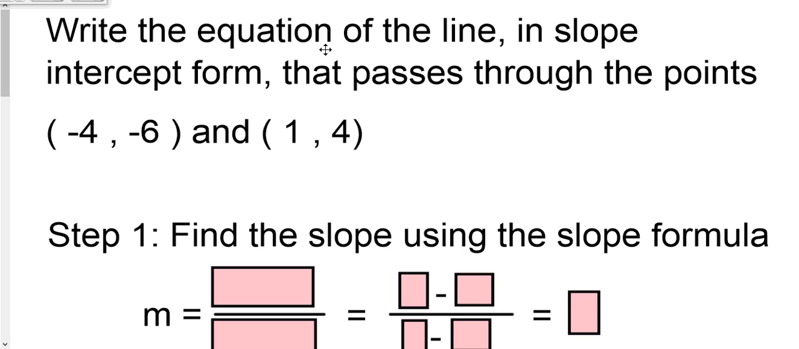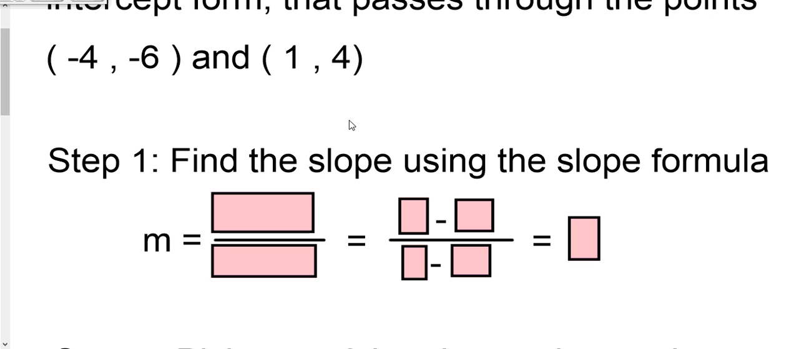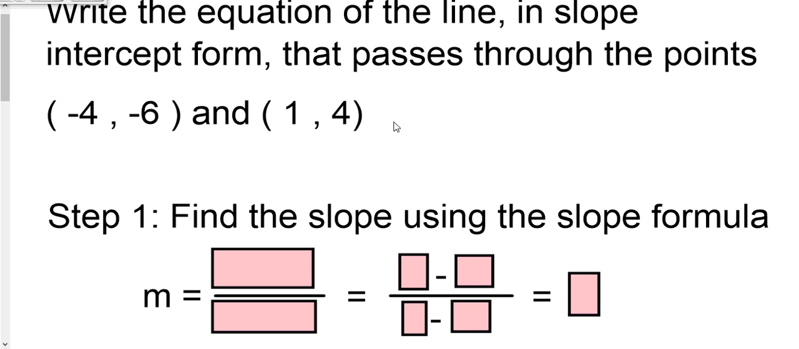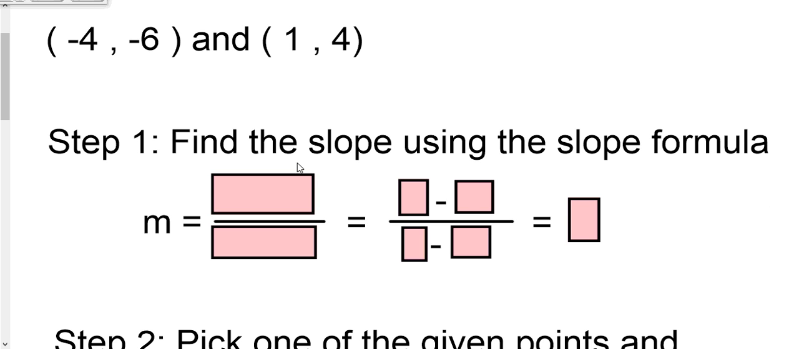So the question says, write the equation of a line in slope-intercept form that passes through the points (-4, -6) and (1, 4). So we've got just 3 steps to do. Remember, when you're writing an equation in slope-intercept form, all you need is the slope number and the b number, the y-intercept. So first, step 1, and write all these notes in your notebook.